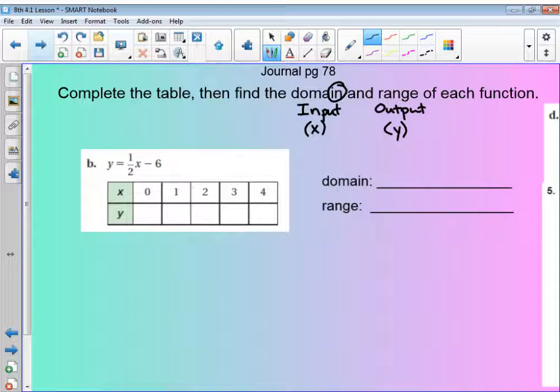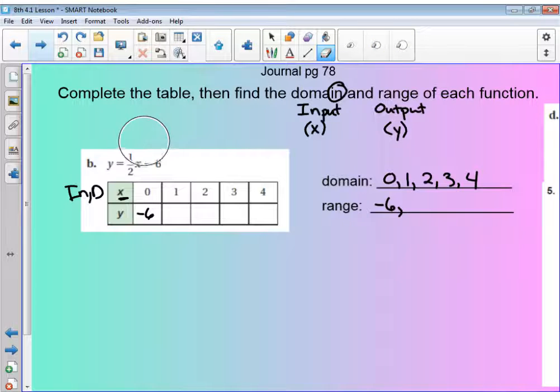Okay, so when we look at this, well, I could do my domains right away before I even solve anything, because they're already listed right here. This is my domain, also known as my input, and my x. Okay, so my domain is 0, 1, 2, 3, and 4. Okay, so now to figure out my range, I'm going to have to substitute in and solve for each of my ranges. So if I substitute in 0 here, 1/2 times 0 is 0. Minus 6 gives me a negative 6. So that's one of my range numbers.